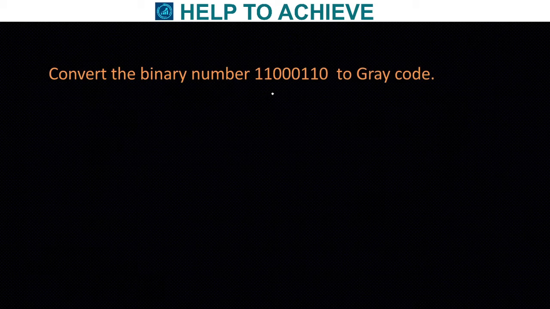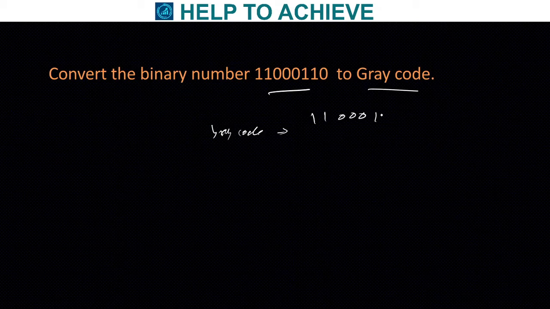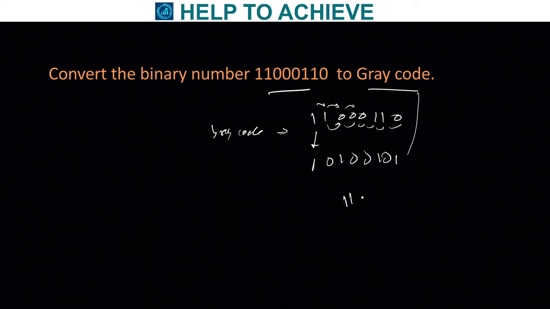Convert the binary number into the gray code. In order to obtain the gray code from the binary number, we take the first number and then do an exclusive OR of the next number in sequence. So we take 1 as it is, then 1 exclusive OR 1 is 0, then 1 exclusive OR 0 is 1, 0 XOR 0 is 0, 0 XOR 0 is 0, 0 XOR 1 is 1, 1 XOR 1 is 0, and 1 XOR 0 is 1. So the total gray code is 1 1 1 0 1 0 0 1 0 1. So this is the gray code.